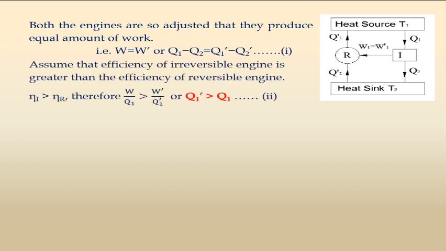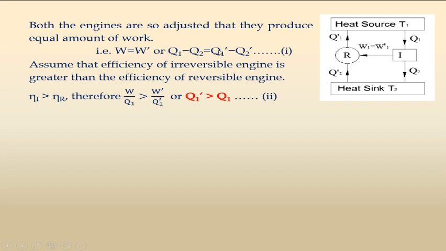Now we are going to make an assumption that one of the engines is more efficient than the other engine. So I am going to assume that the irreversible engine is more efficient than the reversible engine. It means it will generate more work, whereas the reversible engine is less efficient, so it will take less work. That is the meaning of that. So the efficiency of the irreversible engine is greater than the efficiency of the reversible engine. So W by Q1 must be greater than W dash by Q1 dash.